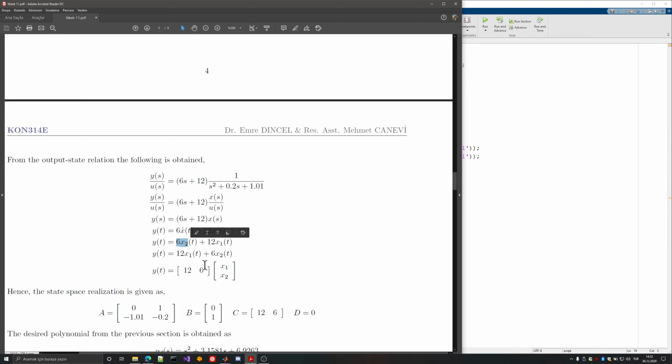Since this is x2, this will be here. Since this is x1, this will be here. So you will get the C matrix.